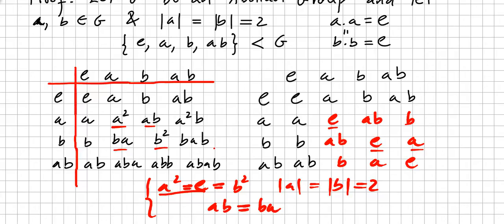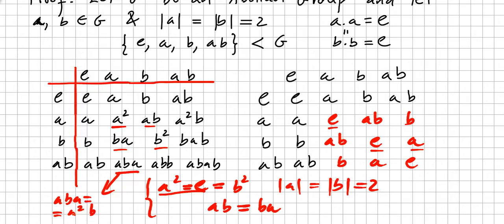And here, AB. So this is B, right? And ABB, because this is a commutative group, right? So this is like A squared B. A squared is the identity. This is like ABA, which is like A squared B.